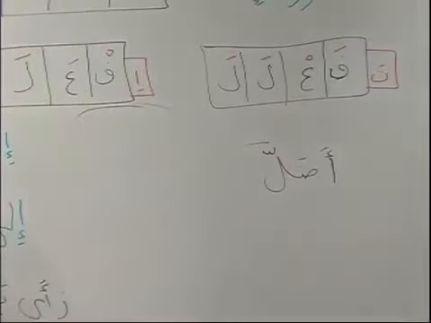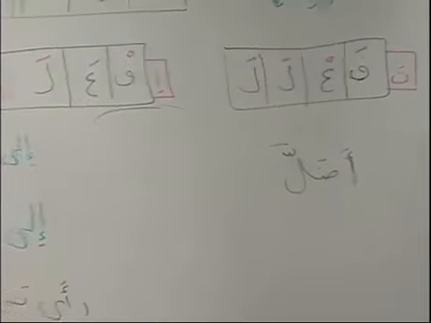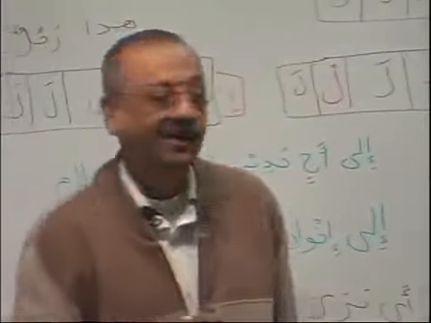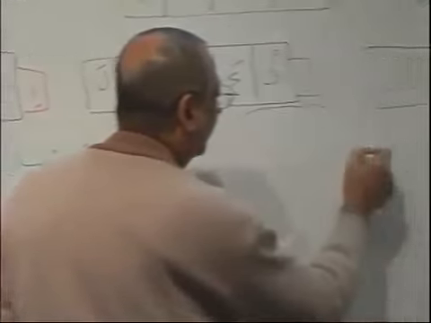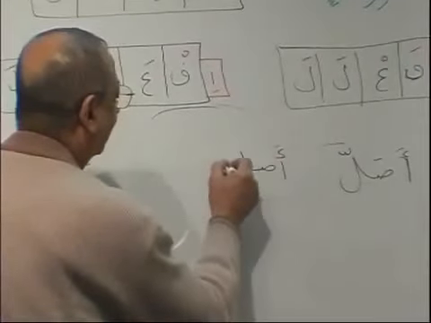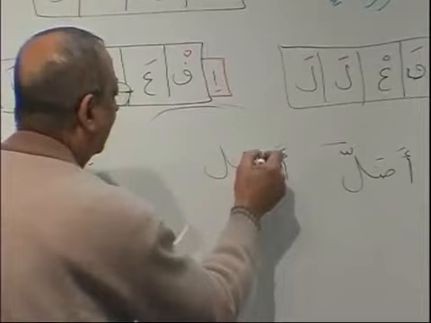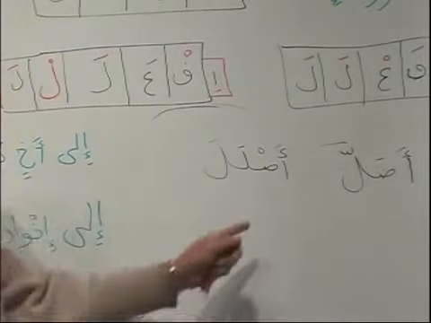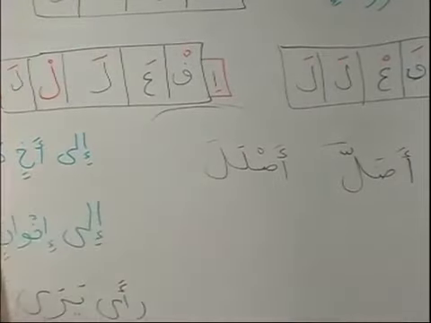Adalla. Tell me what is Adalla. Break it down. If it is form 4, what is form 4? Af'ala. What is it? Af'ala. So the verb is Adalla. Why did you make it Adalla?